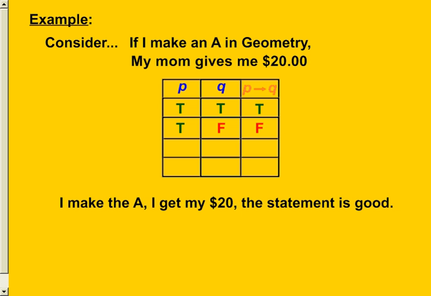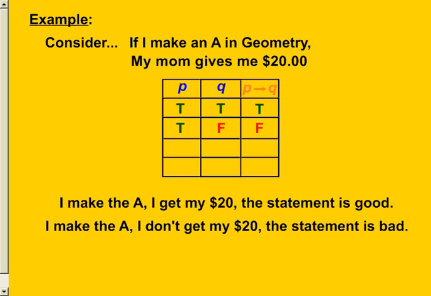Now the next line suggested that if the first condition did happen, but the second one did not, that would yield a false statement. So let's look at it. You do your job and you make the A, and then mom goes back on her word and does not give you your $20. Obviously that breaks the statement down. You did what you were supposed to do, then something did not happen as a result of it that was supposed to happen. So obviously the original statement is a lie if this happens this way.